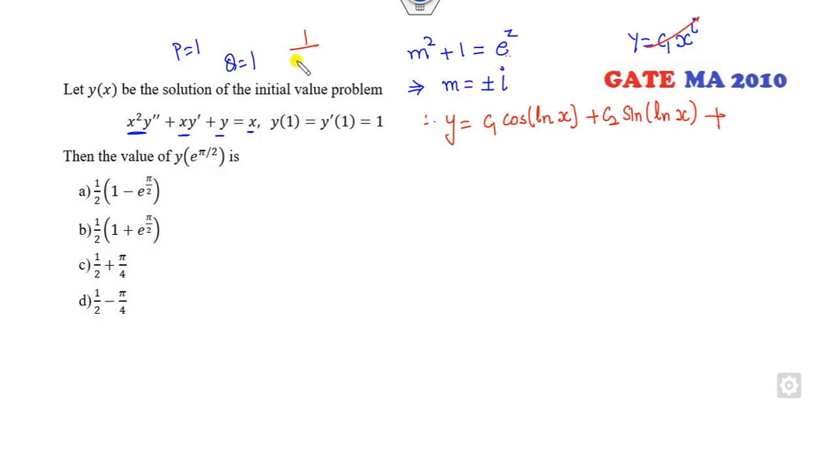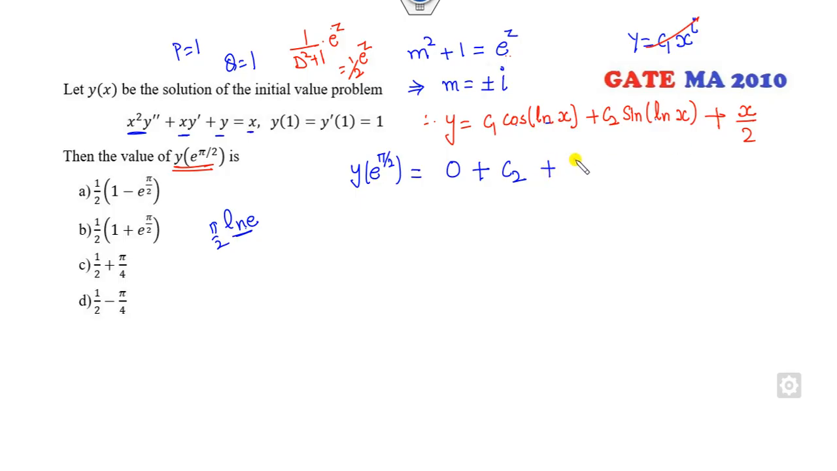Now can you find the particular integral? What is the particular solution of this? It's 1 over D squared plus 1 into e raised to power z. I can substitute 1, it will be half e raised to power z. e raised to power z is x. Fine. Now look at that. I told you, firstly you find what you actually need, y of pi over 2. So what is the ln of pi by 2? Pi by 2 is outside. ln of e is 1, cos pi by 2 is 0, plus c2 sine, it will be plus half e raised to power pi over 2.